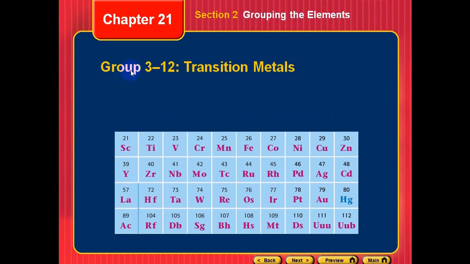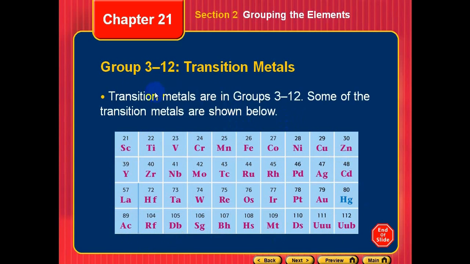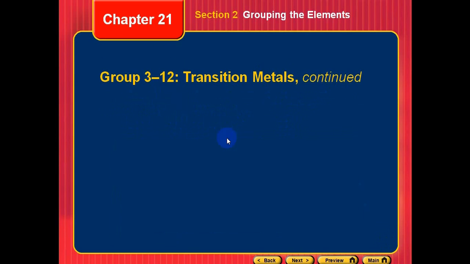So now we will move to the third group, transition metals. They extend from group 3 till group 12. All of them we call transition metals, including gold, silver, mercury, titanium, nickel, iron, manganese, chromium. Transition metals are in group 3 to 12. Some of the transition metals are shown below.